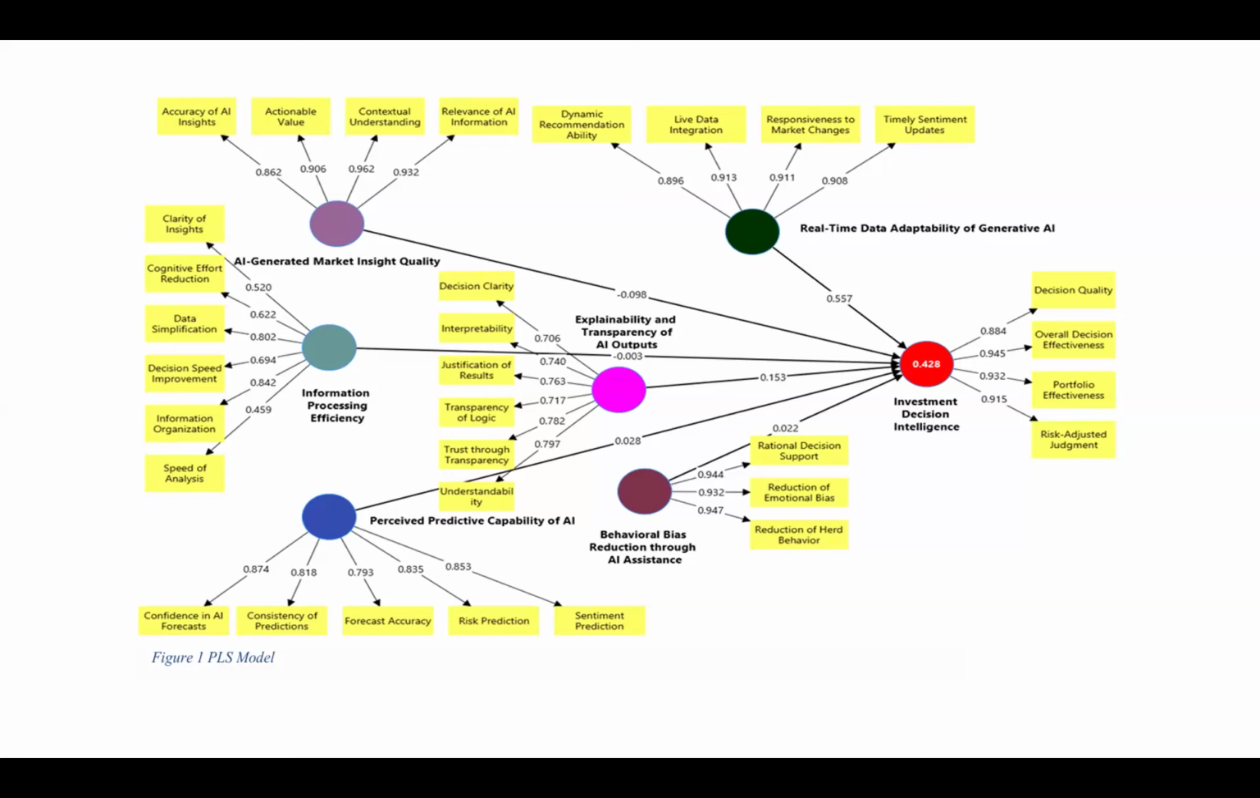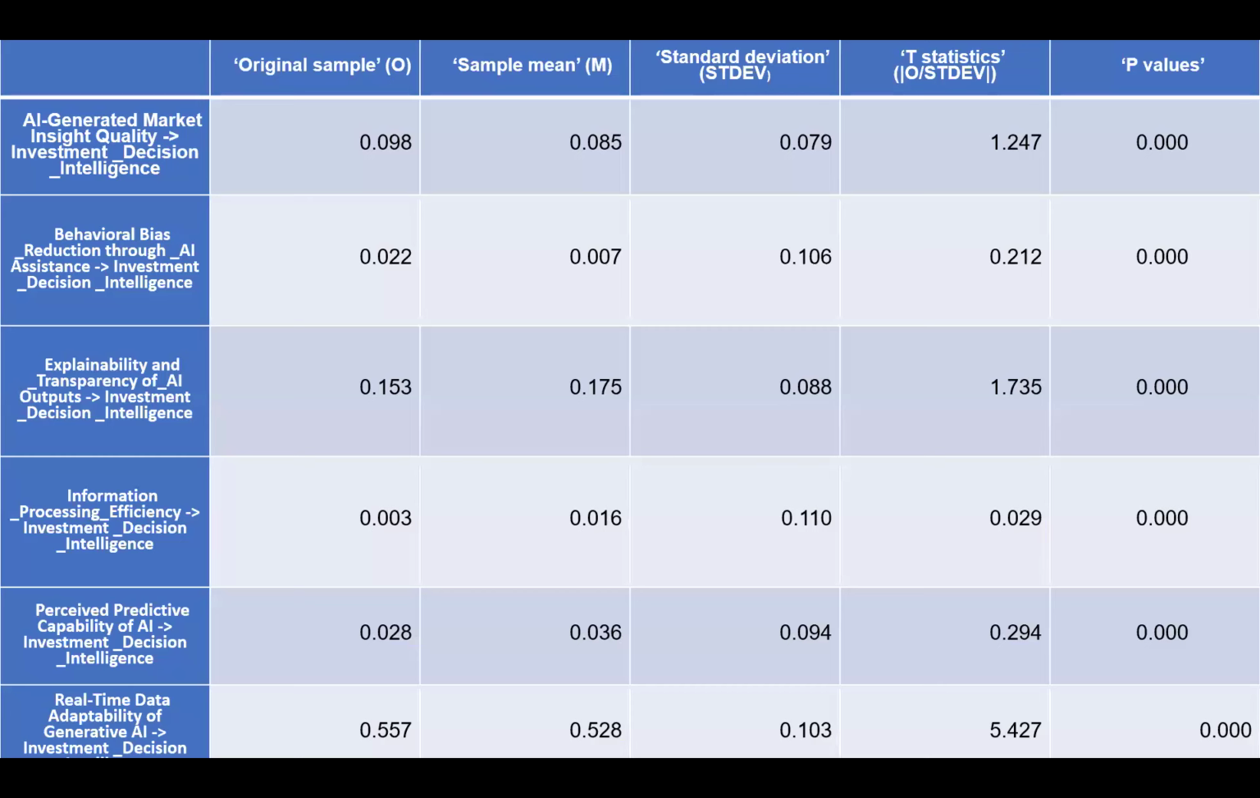the proposed AI related factors explain 42.8% of investment decision intelligence, indicating a moderate explanatory power. An R square around 0.40 is generally considered acceptable because human decision making is influenced by many factors and not only by generative AI. So the next slide shows the p-value.